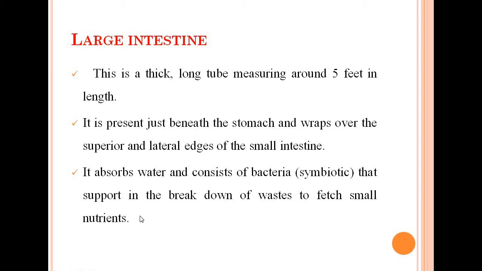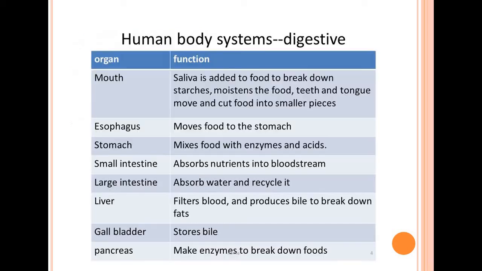Actually, the process of assimilation takes place. Assimilation, we know, is absorption, and it takes place in the small intestine, but the large intestine mainly helps in the absorption of water from the food. So it draws the water from the food and returns it to the body. Clear? So that is the function of the large intestine: absorption of water from the digested food.